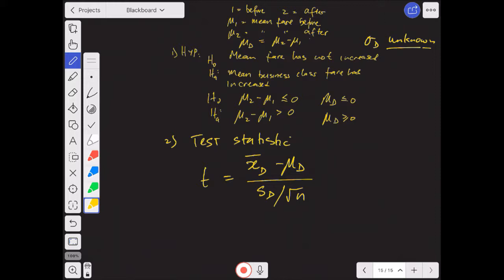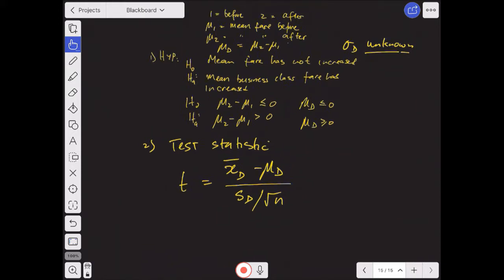One of the things I want you to notice is that even though we're testing for the difference between two population means, our samples are not independent samples, they're dependent samples. So by subtracting before from after or after from before, whichever way you do it, you will have a single sample of differences, not two separate samples. And therefore, it boils down to a single sample problem. All right?